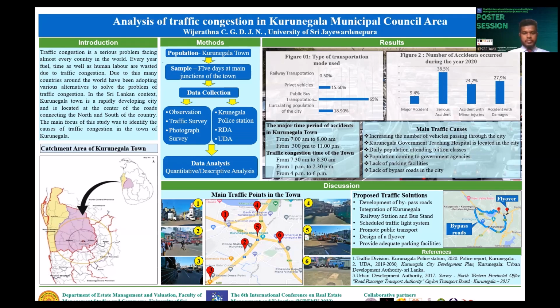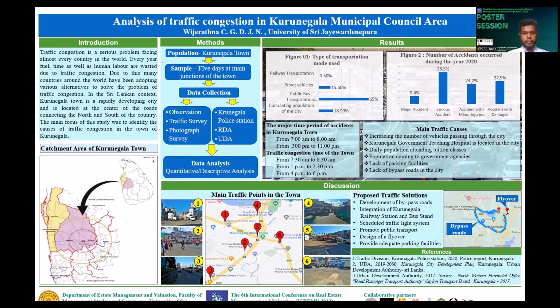The main focus of this study was to identify the causes of traffic congestion in Kurunegala town. The catchment area of Kurunegala town is shown in this picture. Kurunegala city is connected to Colombo, Kandy, Matale, Puttalam, Trincomalee, Negombo, Anuradhapura, Polonnaruwa, and Kegalle. Kurunegala city is a transport hub connecting the north and south of the country and is situated near the center of the country.